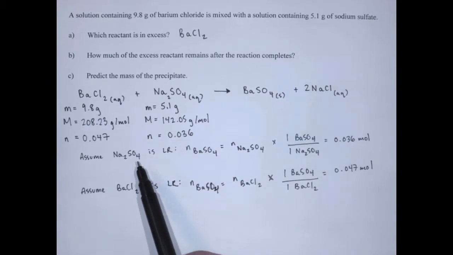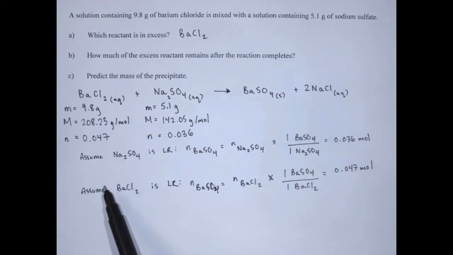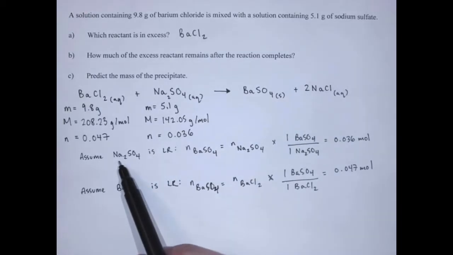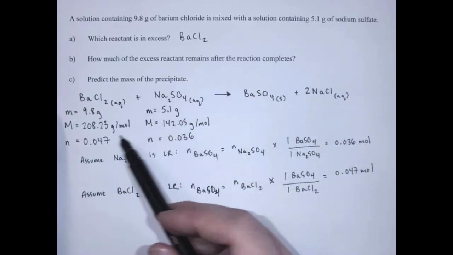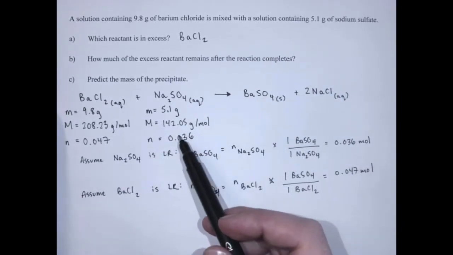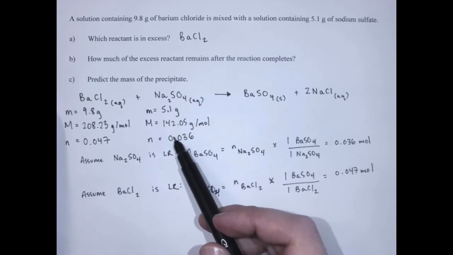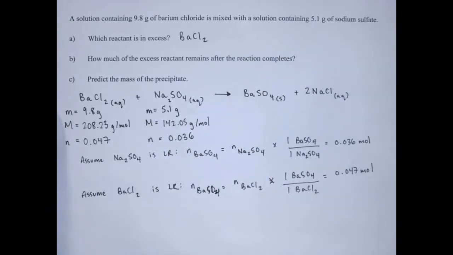So when I make my assumptions about each reactant being the limiting reactant, the reactant that produces the least amount of product is going to be the limiting reactant. And in this case, this is just to show you that yes, this method works because we did predict accurately that this was going to be the limiting reactant, sodium sulfate.